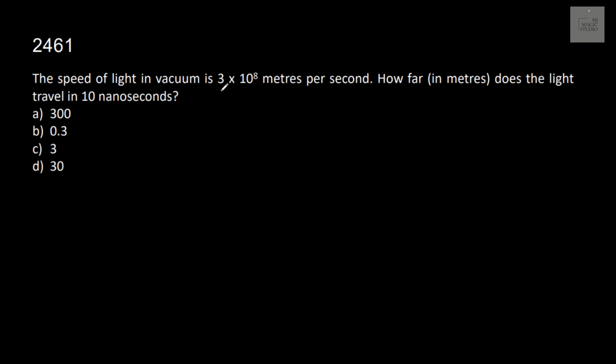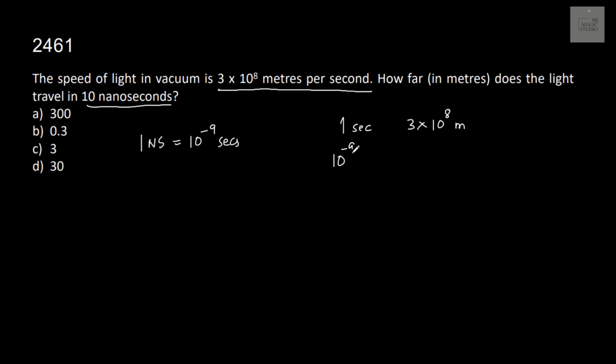The speed of light in vacuum is 3 into 10 to the power 8 meters per second. In 1 second, in vacuum, light is traveling 3 into 10 to the power 8 meters. How far in meters does the light travel in 10 nanoseconds? 1 nanosecond is equal to 10 to the power minus 9 seconds. So if light travels 3 into 10 to the power 8 meters in 1 second, in 10 to the power minus 9 seconds, light would travel 3 into 10 to the power 8 into 10 to the power minus 9 meters. That would be 3 into 10 to the power minus 1.